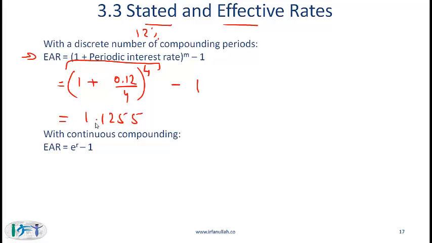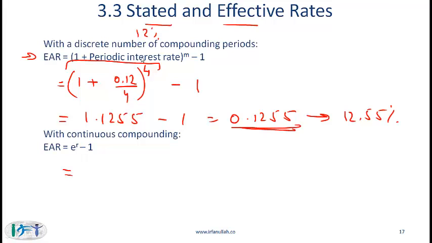$1 is going to become 1.1255, but this is not a rate. To figure out what your return is, you need to subtract the original $1 that you invested, and what you are then left with is 0.1255. So that is your effective return, and expressed as a percent, this is 12.55%.